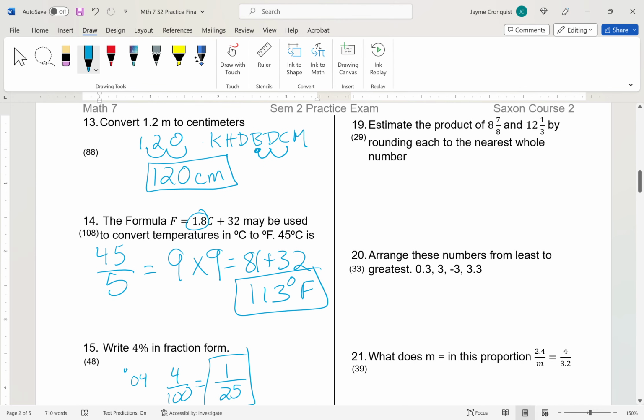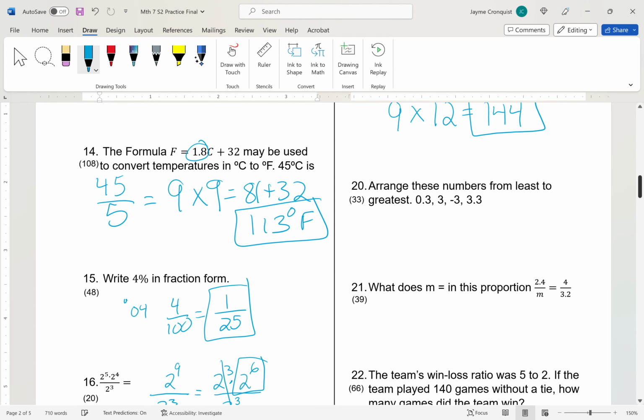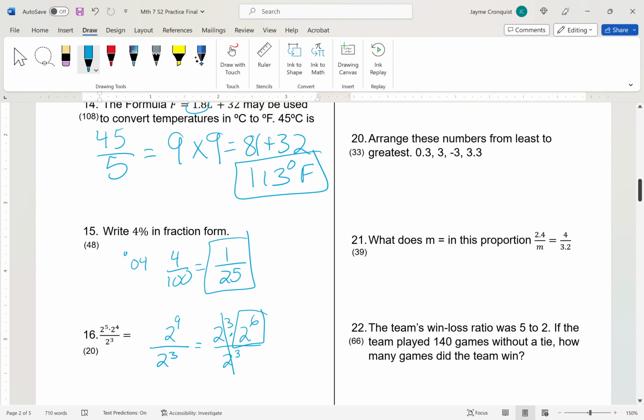Estimate the product of, okay, remember it says estimate. That means I'm going to use a 9 for 8 7/8 because it's almost 9. Product tells us we're multiplying. 12 1/3 would round down to 12. So 9 times 12 is 144. So that's our estimate of what that value would be.